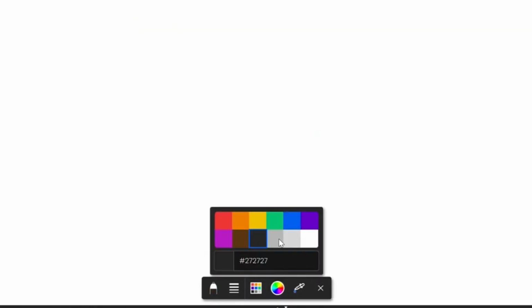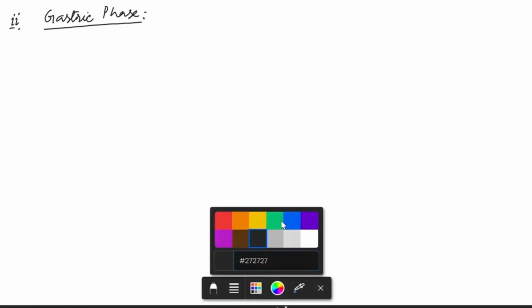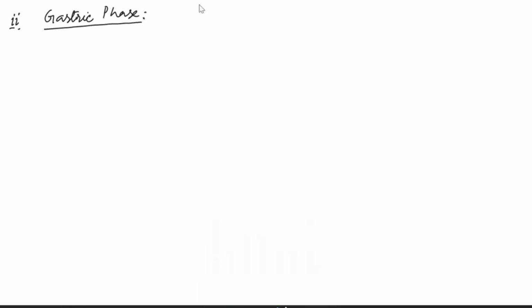Now we will understand the second phase, that is the gastric phase. This phase is activated by the presence of food in the stomach. It means that when there is food in the stomach, it activates the gastric phase and causes the stimulation and secretion of gastric acid.